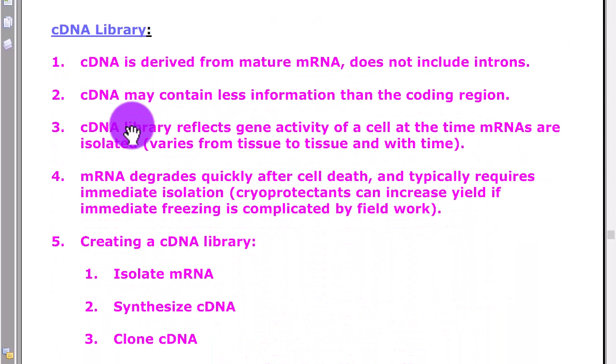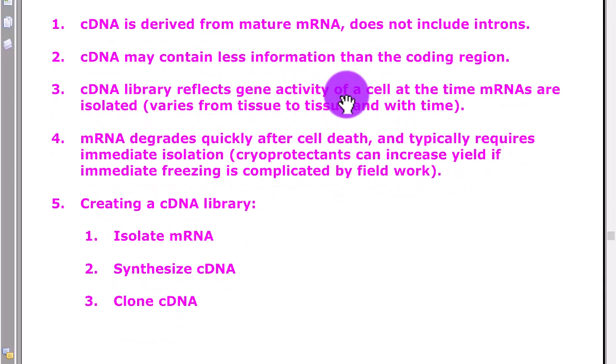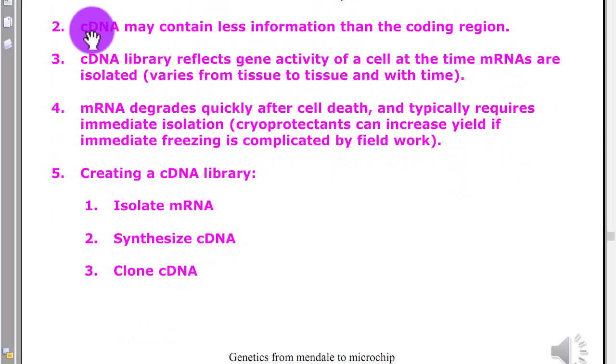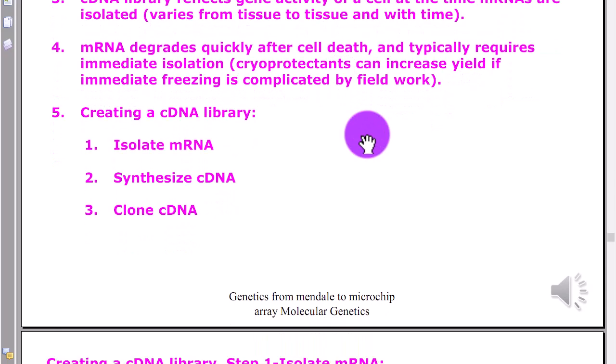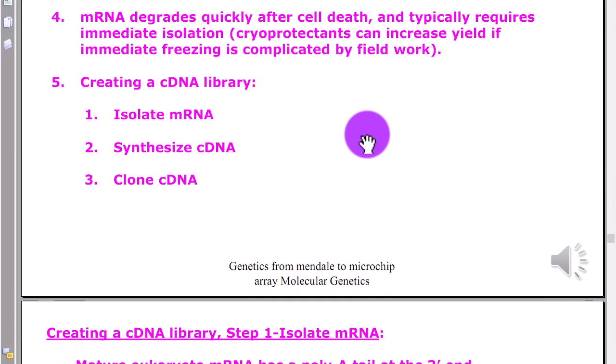A complementary DNA library is derived from the mature messenger RNA and doesn't include introns. Complementary DNA may contain less information than the coding region. It reflects gene activity of a cell at the time messenger RNA is isolated. Messenger RNA degrades quickly after cell death and typically requires immediate isolation.